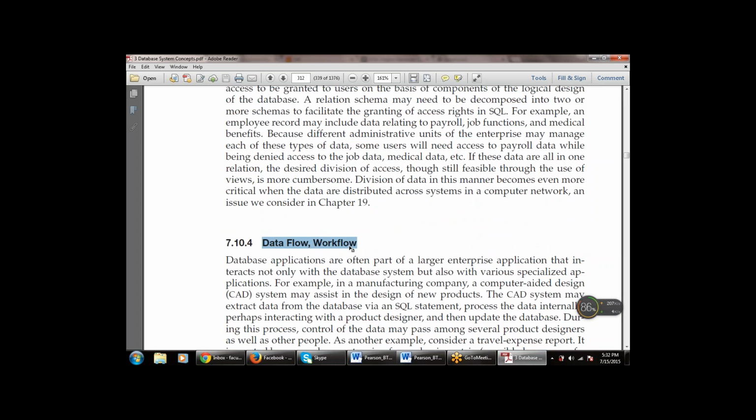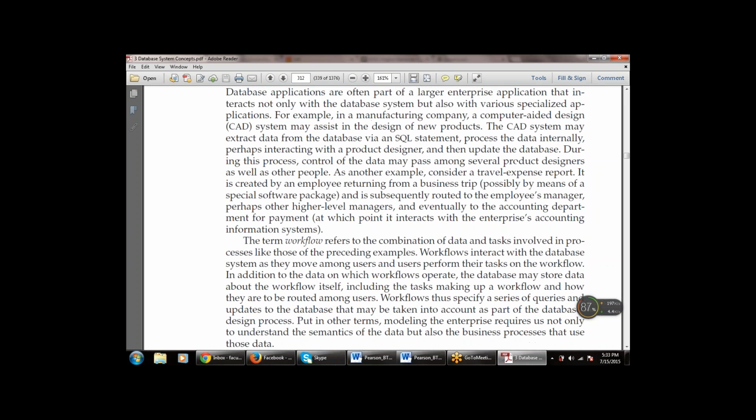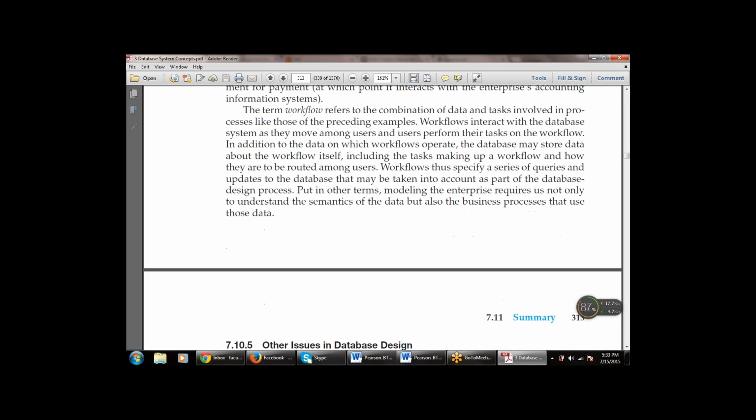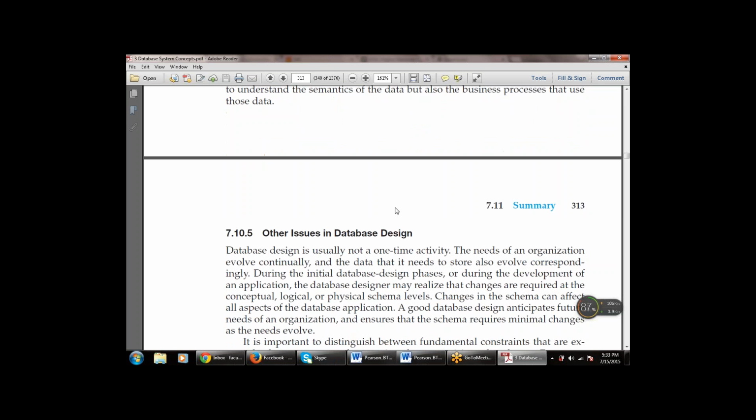Now next is the data flow and the workflow. Data flow means the flow of the data by which the data will be represented from one form to another form. Workflow means where the data will go from one place to another place. That refers to the combination of the data and the tasks involved in processes like those of the preceding examples. Workflows interact with the database system as they move among the users, and users perform their tasks on the workflow.